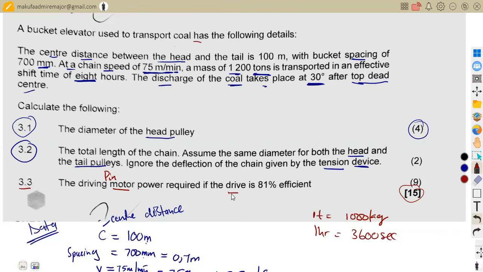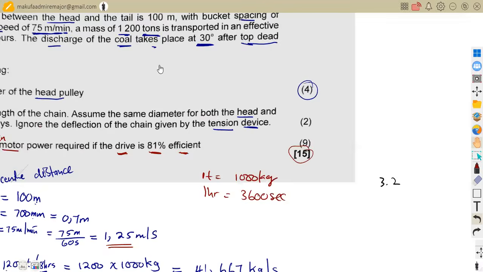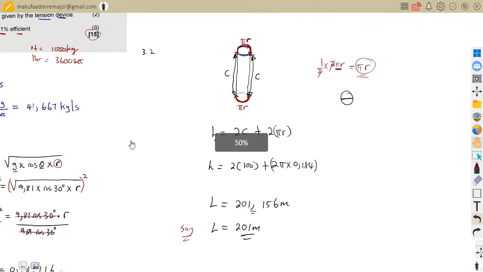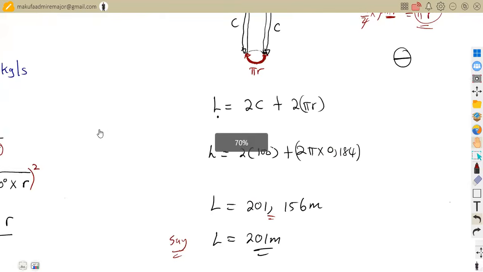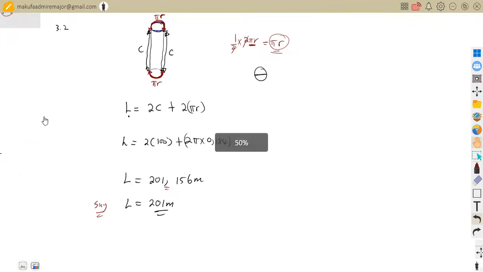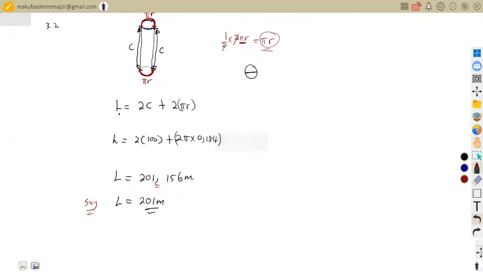Required if the drive is 81% efficient. So we are given the efficiency of 81%. All right, let us have this in our formula and talk about this in a separate part. We want to calculate the power that is affecting the motor, the drive motor in this case. And I'm saying these two are related through the efficiency. Which two are we talking about?